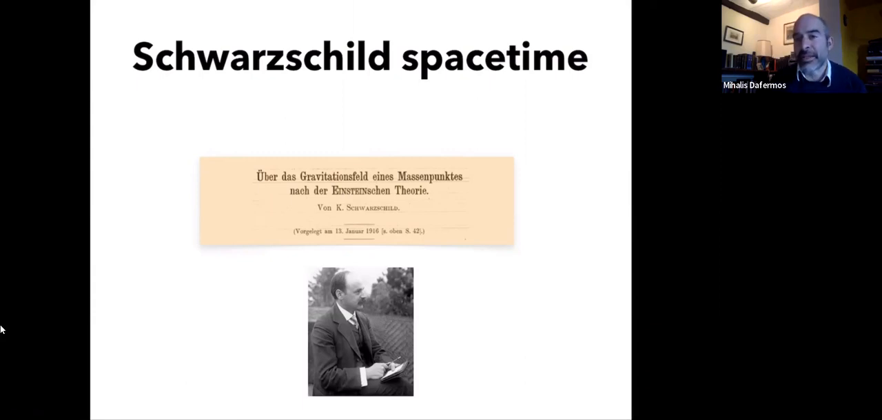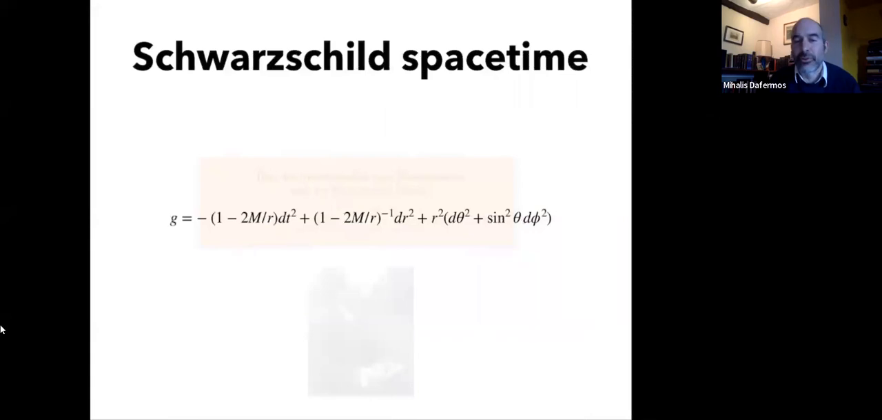And remarkably, it was written down very, very fast, because if you remember the chronology, the equation that we just saw was first written down in November 1915. So already in January 1916 the first non-trivial solution was published in a journal. This is the celebrated Schwarzschild solution discovered by Karl Schwarzschild, and it takes this form that I've just written down.